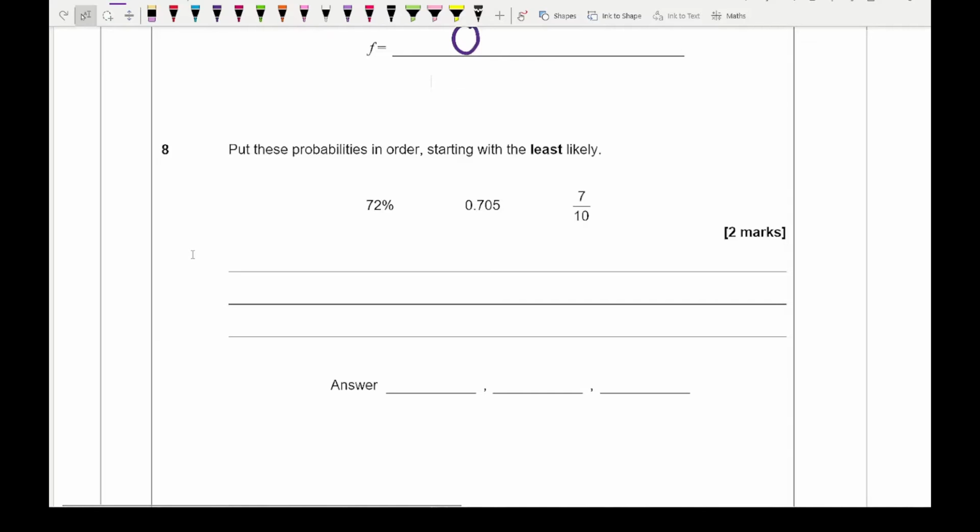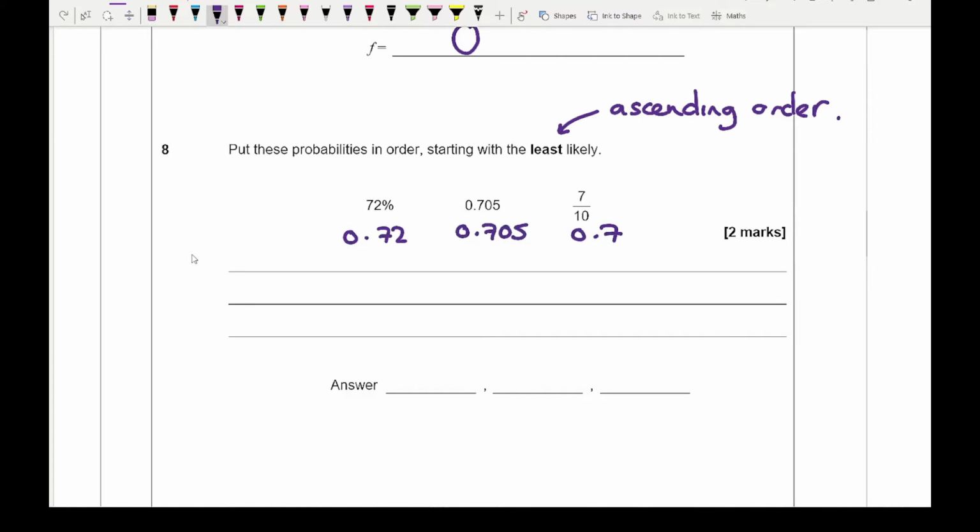For question 8, it says put these probabilities in order, starting with the least likely. So in other words, we're putting this in ascending order. Now here we've got a mixture of fractions, decimals, and percentages, so what you want to try and do is convert them so that they're all the same. I'm going to go for decimals. So this is 0.72, 0.705, and that's going to be 0.7.